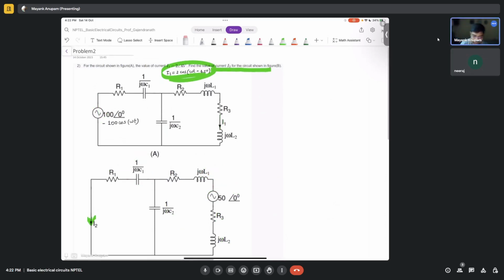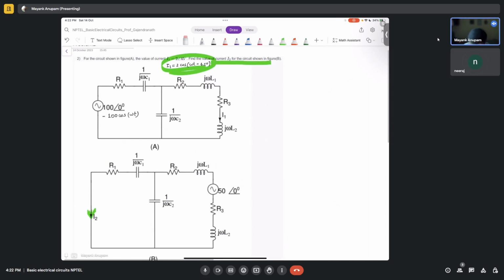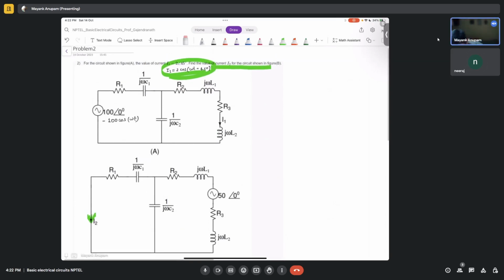Is it? Do you need to calculate? Yeah, you need to calculate the transfer function. Yes, you need to calculate the transfer function between this voltage source, this voltage, to this current, right? You need to have an idea of the transfer function, isn't it?